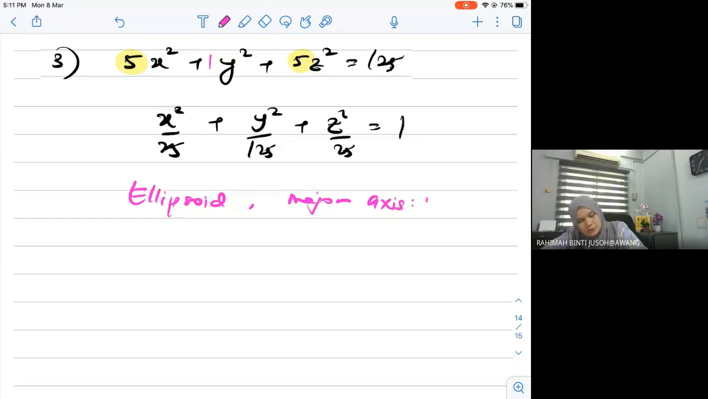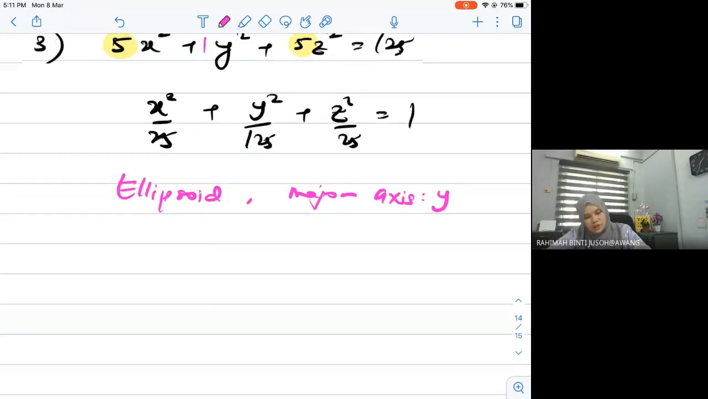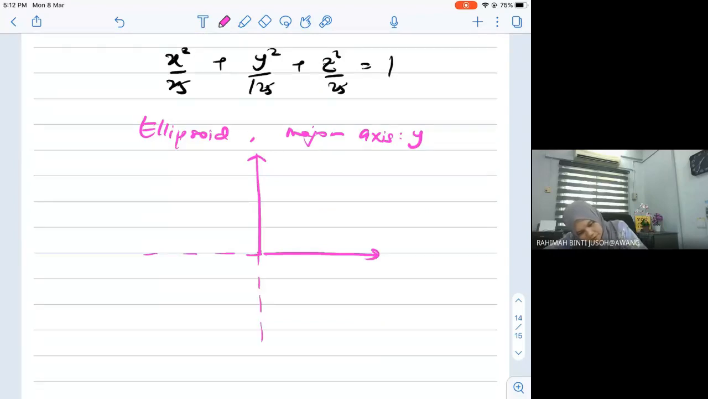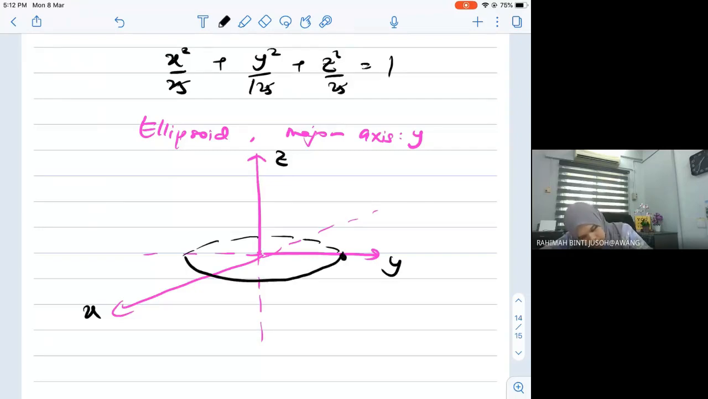So ellipsoid ni guys, dia bentuk macam bola rugby. Okay, bentuk dia macam bola rugby. So right now, you punya major axis pada paksi Y, so dia tegak lah. Dia akan bola rugby tu pada paksi Y. Okay. So let us sketch the ellipsoid. X, Y, and Z. Okay, you tengok dia memanjang ke arah paksi Y. So, you buat dia lepeh sikit lah. Macam tu. Okay. This is what? Square root of 125, isn't it?